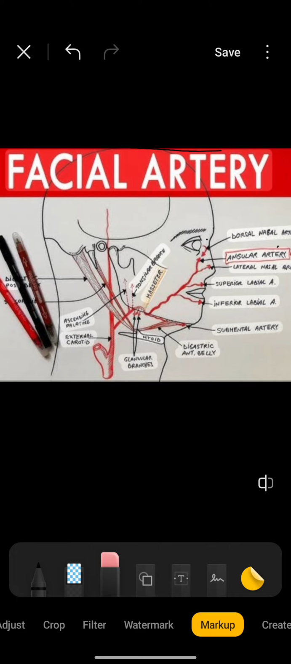Then the lateral nasal artery, a branch of the facial artery, supplies the ala and dorsum of nose, and then it terminates as the angular artery at the medial angle of the eye, where it runs up to the medial palpebral ligament of the eye and anastomoses with the branches of the ophthalmic artery, the dorsal nasal branch.